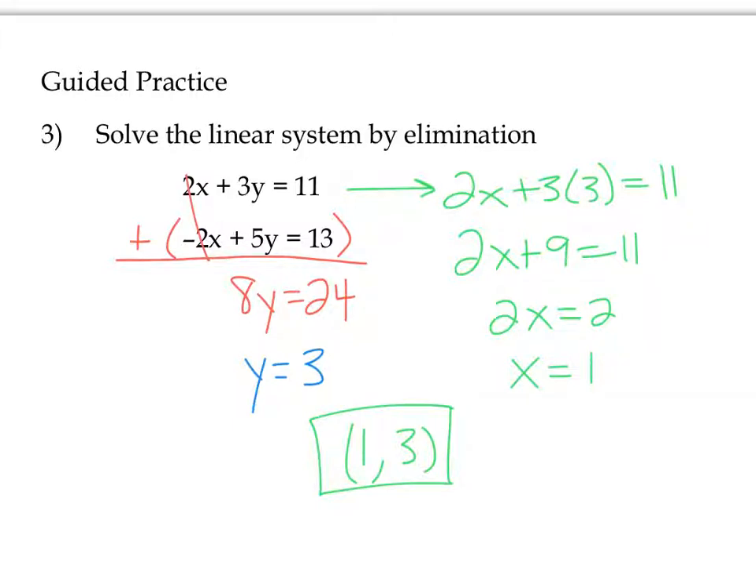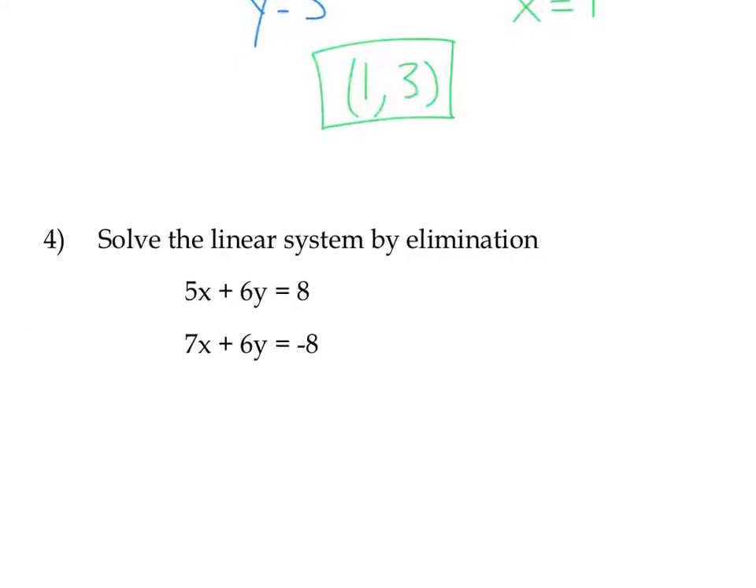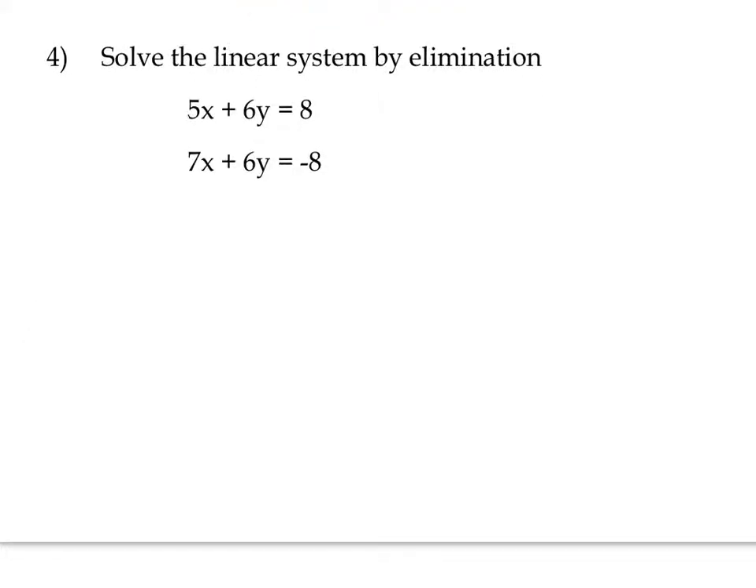Sometimes you have to subtract the two equations. So you've got to look at the two equations and see what am I being given. In this case, if I added these two equations, 5x plus 7x, I get 12x, plus 6y plus 6y is 12y equals 0. I'm not going to get very far because I didn't eliminate either of my two variables. So I don't want to use that method. I need to be able to eliminate one of the two variables.